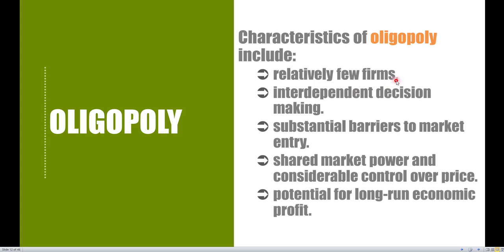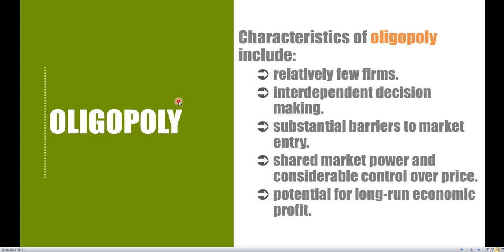So here, we're going to say it's probably going to be less than maybe 50 firms in this particular market structure. There's no really specific number under this, but in our case, we'll just say less than 50. The main feature under this market structure is going to be interdependent decision making. There's some type of mutual interdependence. So what one firm is going to do, any action that they take, is going to go ahead and impact every other single firm within the industry as well.